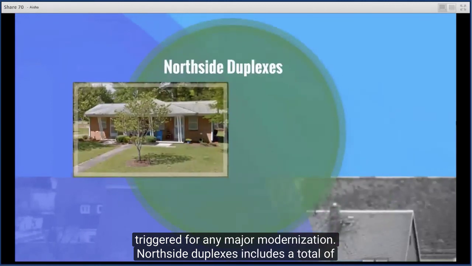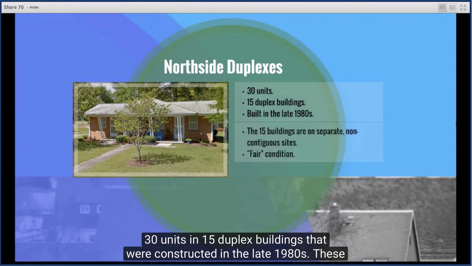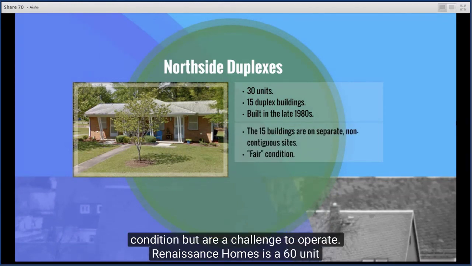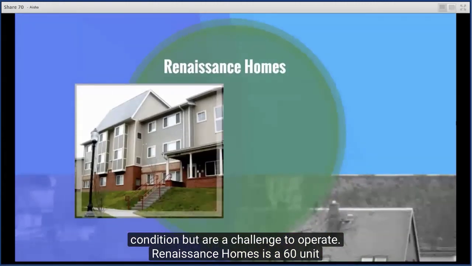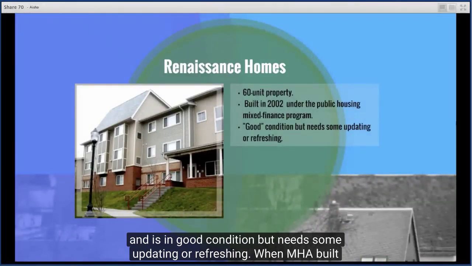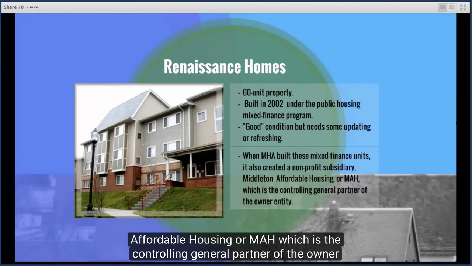Northside Duplexes includes a total of 30 units in 15 duplex buildings that were constructed in the late 1980s. These 15 buildings are on separate, non-contiguous sites. They're in fair condition, but are a challenge to operate. Renaissance Homes is a 60-unit property that was built under the Public Housing Mixed Finance Program in 2002 and is in good condition, but needs some updating or refreshing. When MHA built these mixed finance units, it also created a nonprofit subsidiary called Middleton Affordable Housing, or MAH, which is the controlling general partner of the owner entity.